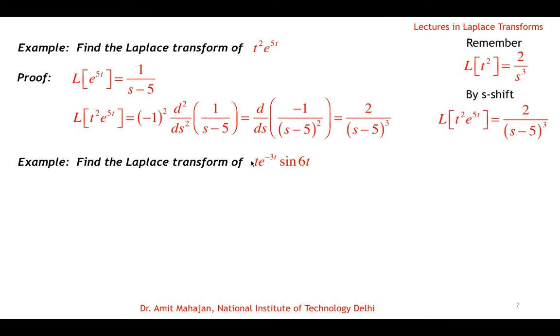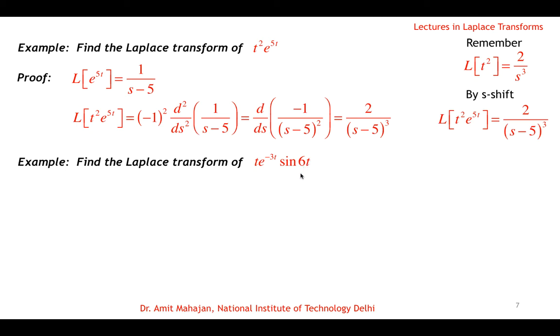Say find the Laplace transform of the product of three functions: t e power minus 3t sin 6t. We know the first shift for exponential multiplication, and we also know multiplying with t. So if we calculate the Laplace of sin 6t, then we can use the first shift and then the polynomial multiplication, or write the Laplace of sin 6t, then use polynomial multiplication and then use the first shift. Either way you will get the same result. So first, the Laplace of sin 6t.